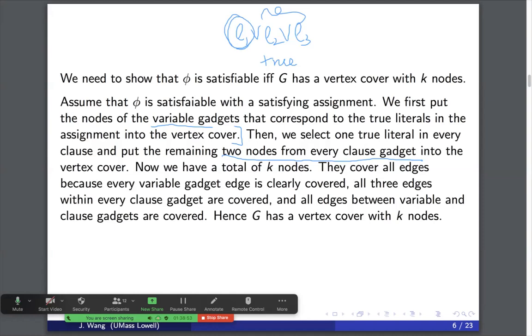So this way, the set of nodes in the vertex cover we constructed has exactly k nodes, and then we're going to show that each edge is covered by at least one node in this set of nodes. So we have three different types of edges. One is inside a variable gadget. Because one of these nodes is chosen, this edge is always covered.